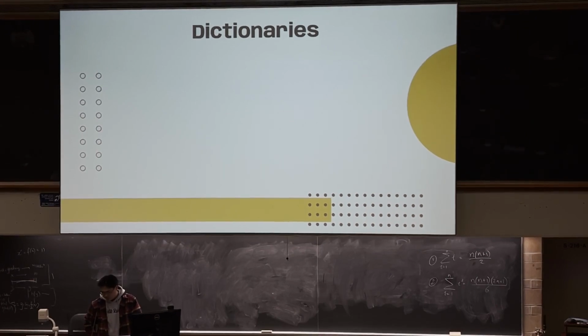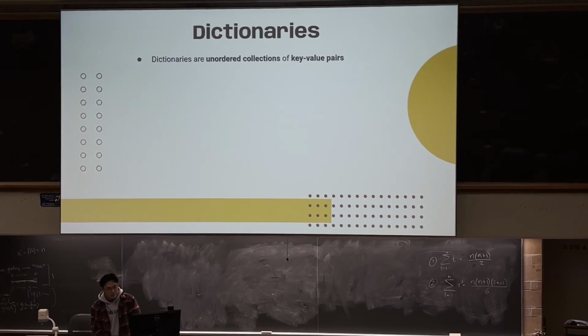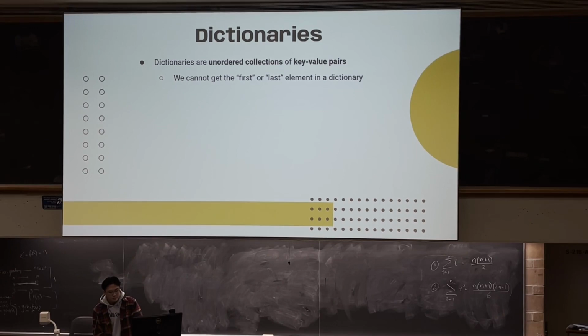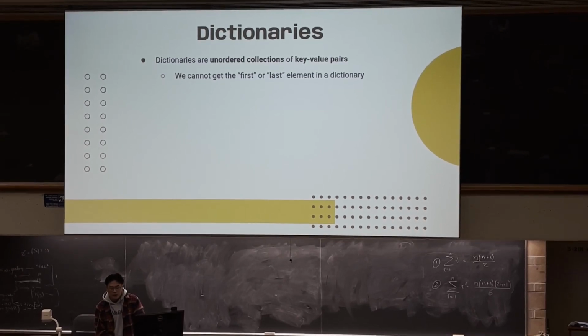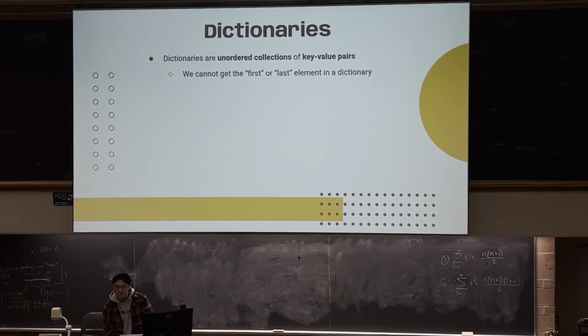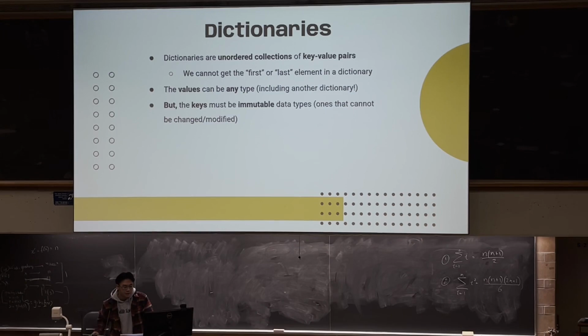So we can move on to dictionaries. Dictionaries are unordered collections of key-value pairs. So we can't get the first or last element in a dictionary, due to it being referenced by key-value pairs. The values can be any type. You can also include another dictionary. However, the keys in our dictionary must be immutable data types, ones that cannot be changed or modified.